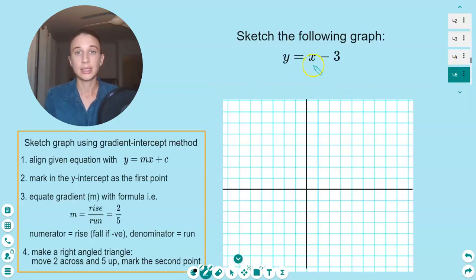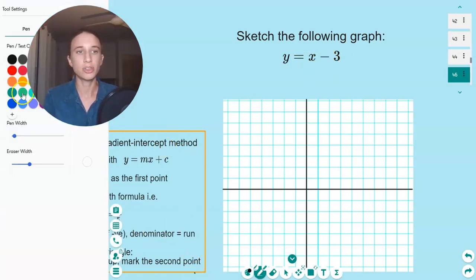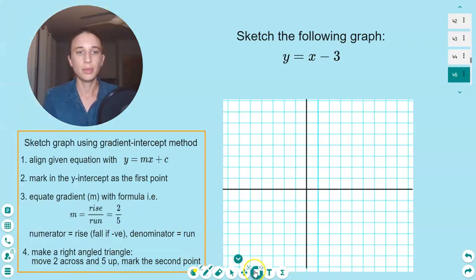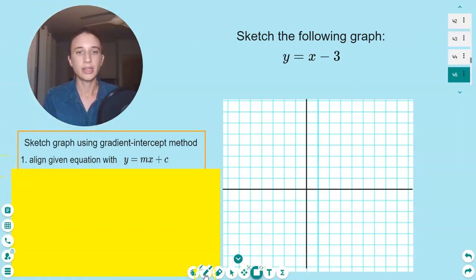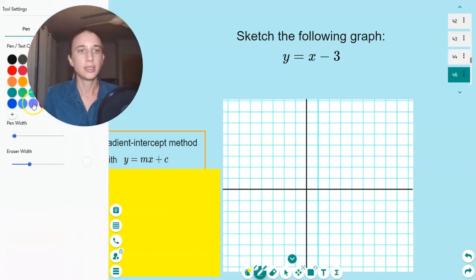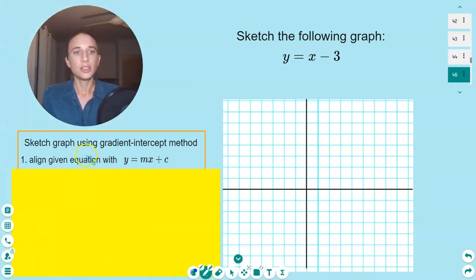It says sketch the following graph, y equals x take 3. I've got a little process that I've made down here too, to guide us. To sketch the graph using the gradient intercept method, we are going to line it up with the general form of a linear equation. We're going to line up this equation with y equals mx plus c. Can you see that we can line up the values?